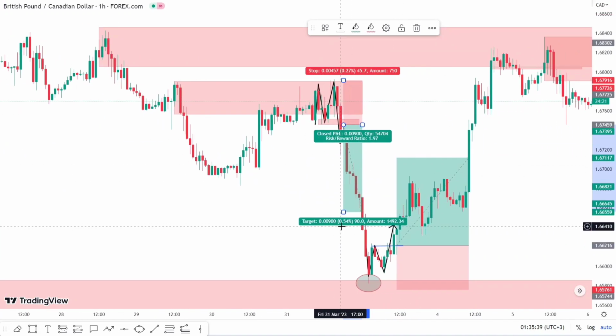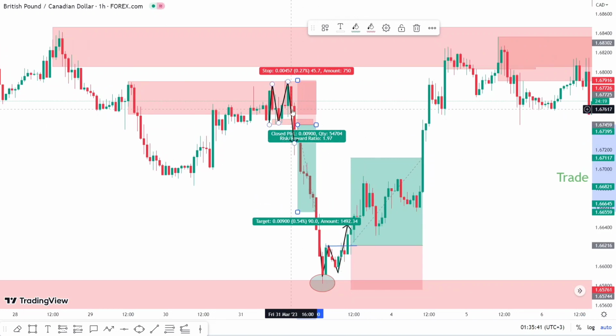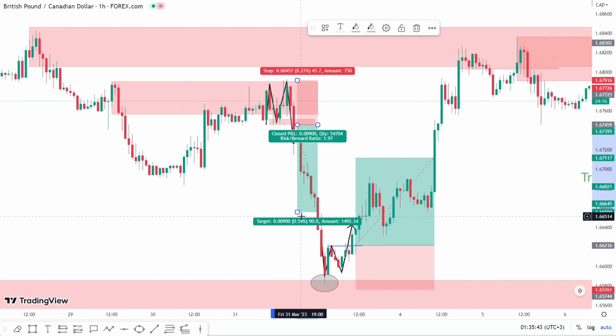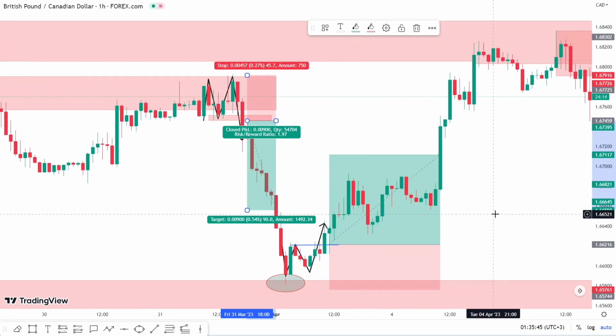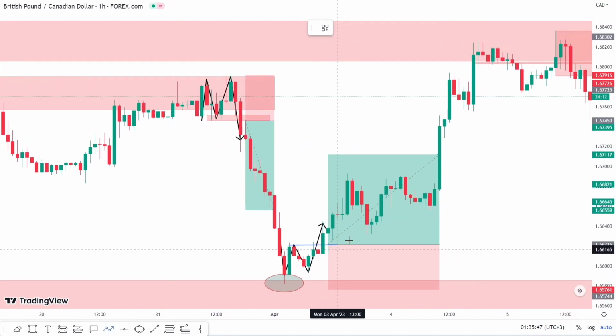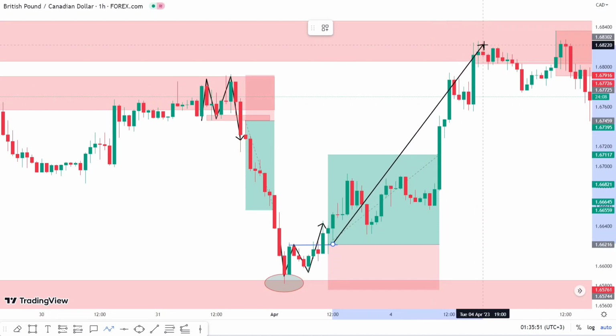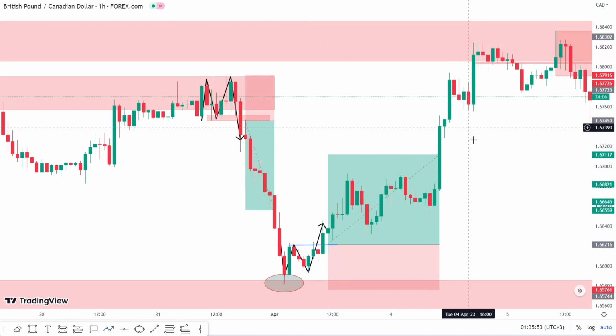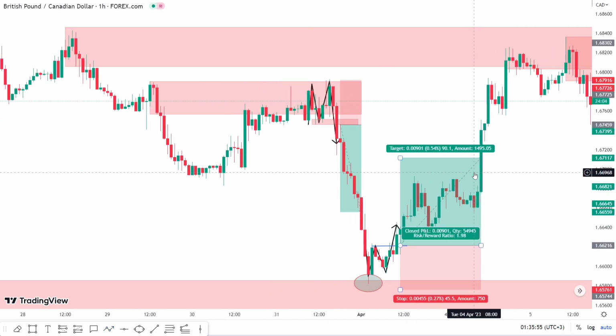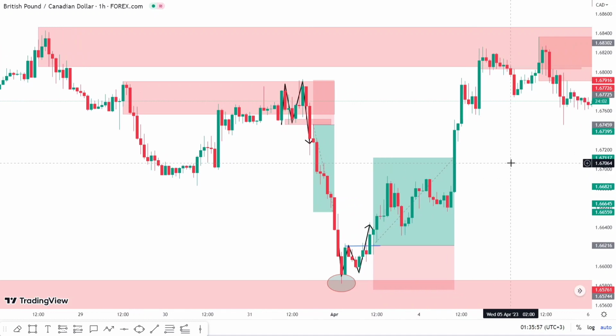This is an example of how I don't know how far this drop would happen. Because if you look at my setup, sometimes people ask me, you bought here and you exited at 90 pips, and after exiting the market went all the way up. Why didn't you hold all the way up? Because my strategy does not factor in how far the market is going. I don't know how far it's going. I don't try to predict how far it's going.